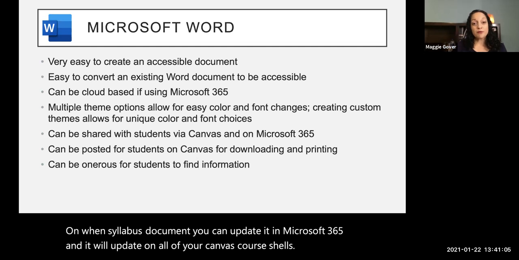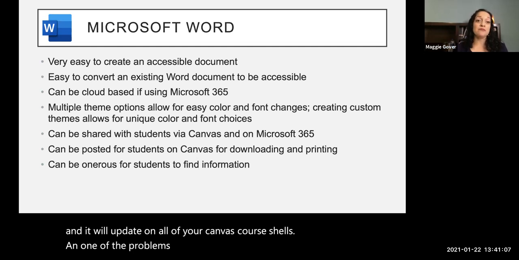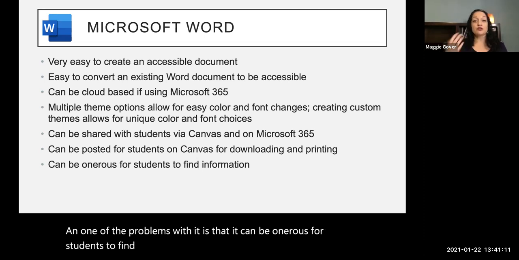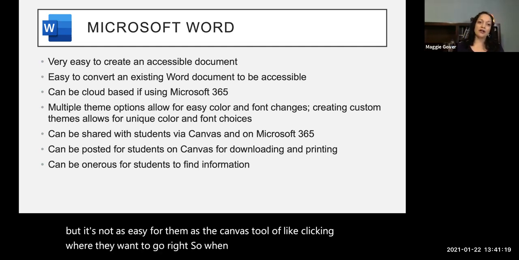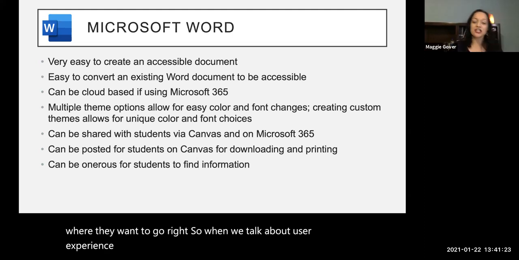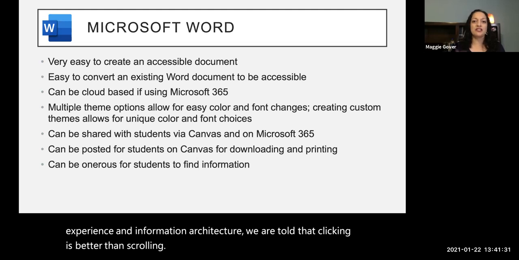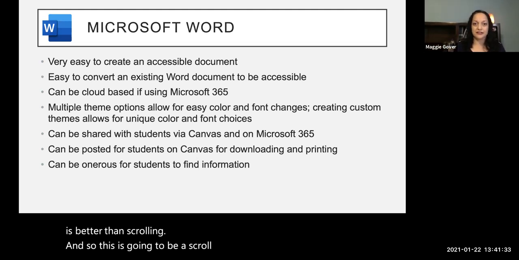One of the problems with it is that it can be onerous for students to find certain information. They can do the search tool, but it's not as easy for them as the Canvas tool of clicking where they want to go, right? So when we talk about user experience and information architecture, we are told that clicking is better than scrolling. And so this is going to be a scroll document and not a click document.